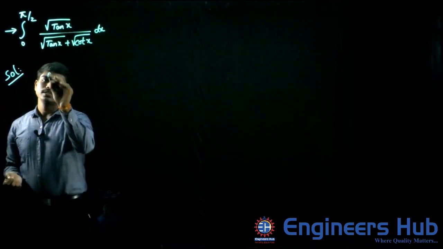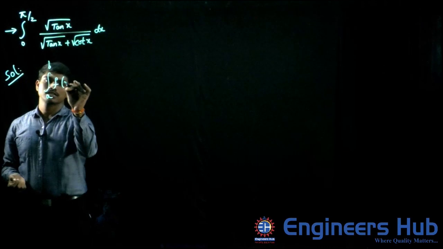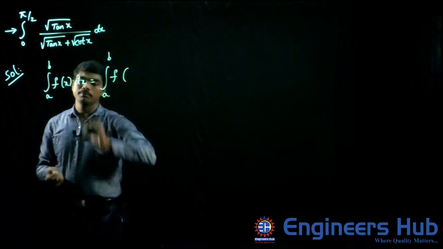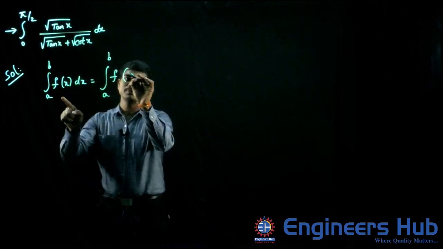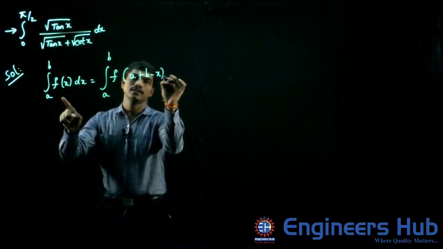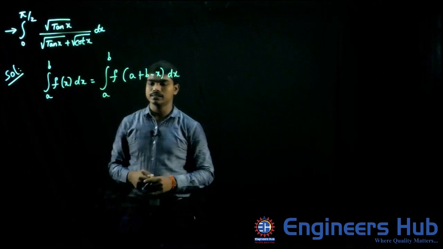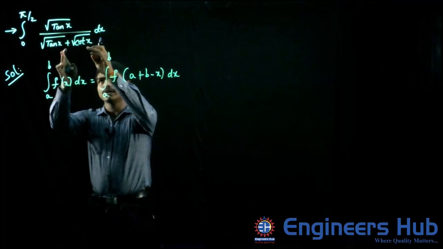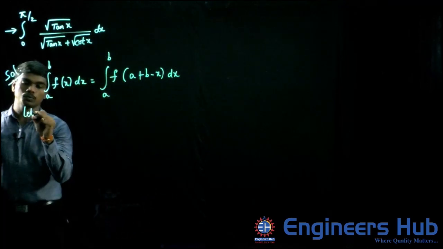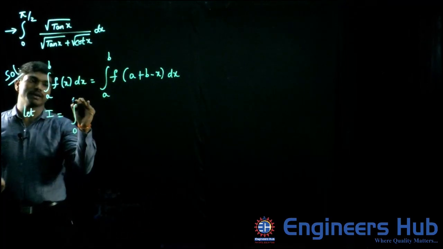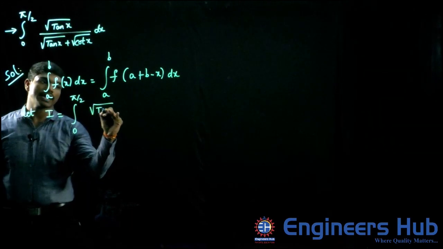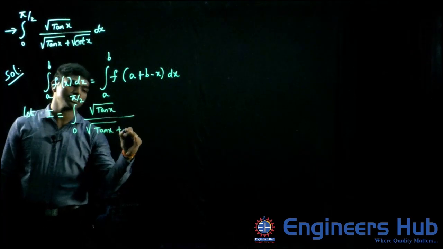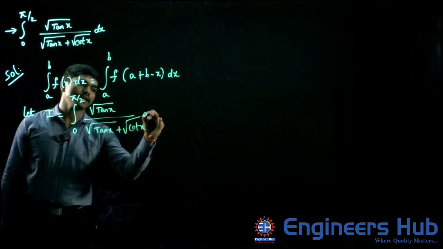Solution. If you see, integral a to b f of x dx can be written as integral a to b f of, in place of x we can substitute a plus b minus x, and the result doesn't change for this kind of integral, even if you substitute x as a plus b minus x. So if you apply this particular format here, let I be equal to integral 0 to pi by 2 square root of tan x by root of tan x plus square root of cot x dx.